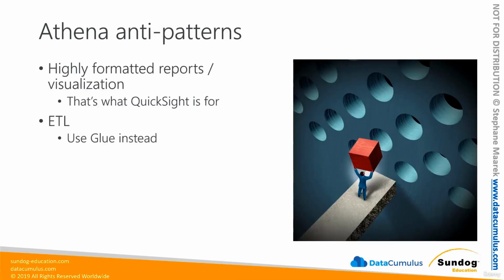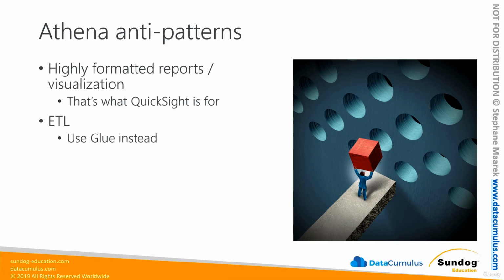Finally, let's talk about anti-patterns. Again, these come straight out of the AWS Big Data white paper of things they don't want you to use Athena for. One is for highly formatted reports or for visualization. At the end of the day, Athena is just a SQL query engine. If you want to do nicely formatted stuff or visualizing things with charts and graphs, well, that's what QuickSight is for, and we'll be getting to that shortly.